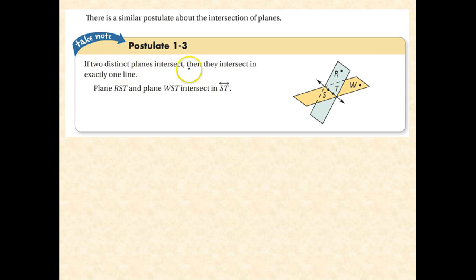All right, so here's postulate 1-3. If 2 distinct planes intersect, then they intersect in exactly one line. And here's a picture of what that looks like. 2 planes are intersecting. The place that they intersect at is a line.